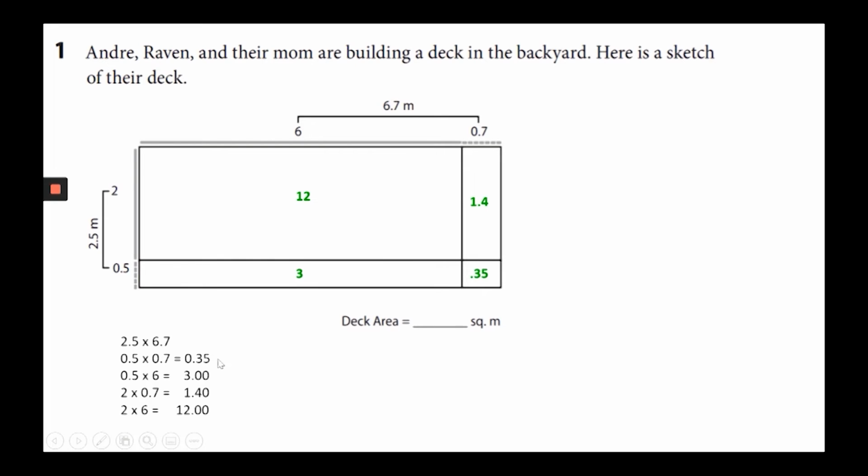Final step, we add all of the 4 partial products together. 3 and 0 is 3. 3 plus 0 plus 4, 7. 3 plus 1 plus 2, 6. 16 and 75 hundredths. Now, remember, we're talking about square meters, so always be sure to label your answer. 16 and 75 hundredths square meters.